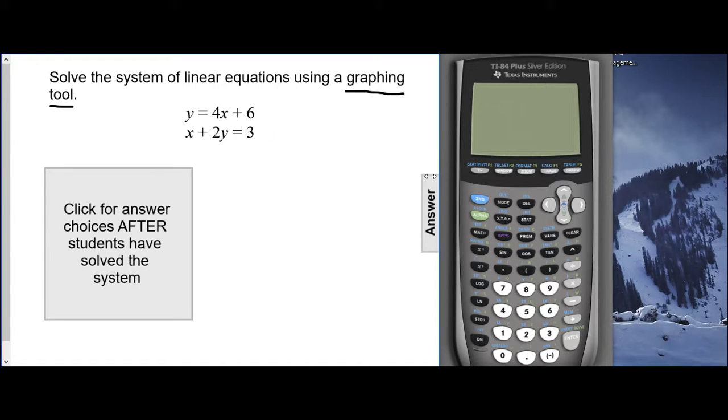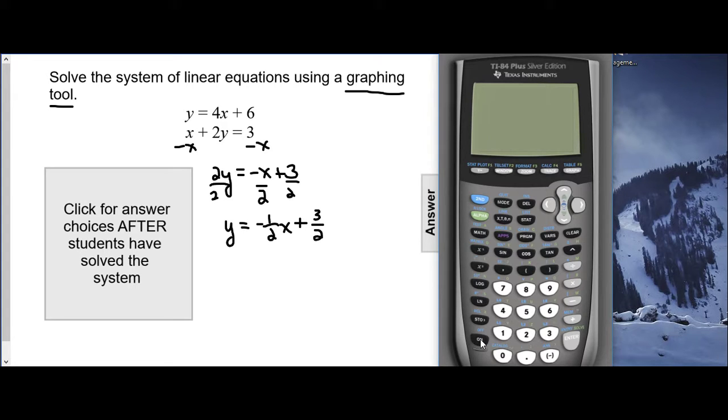On a graphing calculator, you can only enter equations in slope-intercept form. So the second equation, we're going to have to rewrite and solve for y. So we'll subtract x from both sides. So 2y equals negative x plus 3. And we'll divide everything by 2. So y equals negative 1/2 x plus 3 over 2. Now, good thing we're using a graphing tool because that would be very hard to plot by hand.